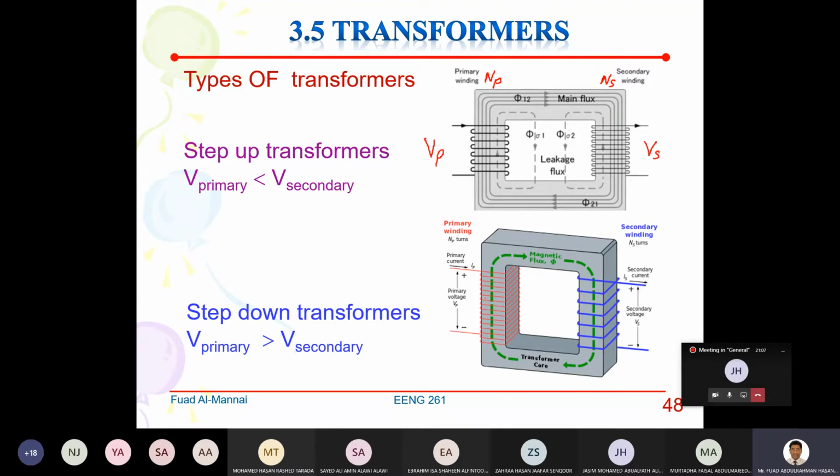When we have this situation, that means VP is greater than VS, which means the transformer is now a step down transformer. What does that mean? It means that if we have a sine wave with, say, 115 volt or 240 volt peak to peak in the primary, the secondary will have, say, 10 or 20 peak to peak, much less than the primary. In this situation we call it a step down transformer.